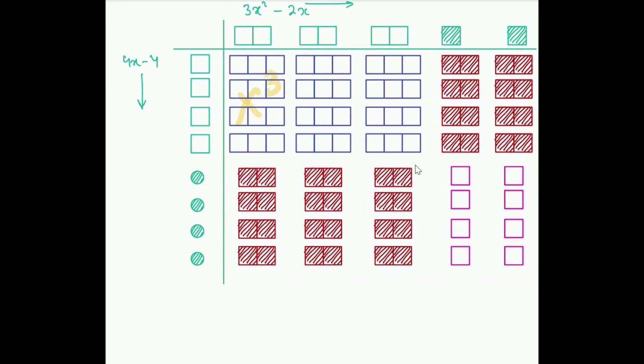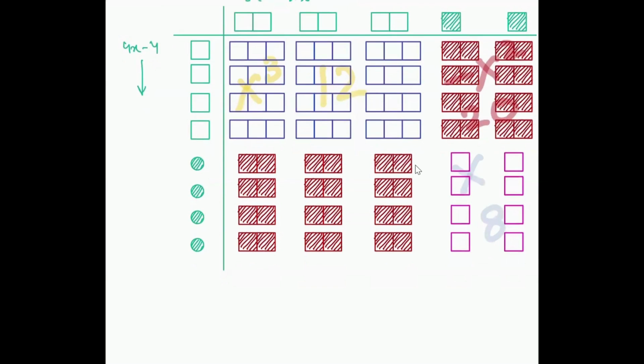You will find out that these are what? x cube, positive, right? And how many of these are there? 12, right? And for this one, we have negative x square. And how many of these are there? 8 here and 12 here. So 20 of these. And similarly, for the last one, we have positive x, and how many of these are there? 8. So this is just the counting part.